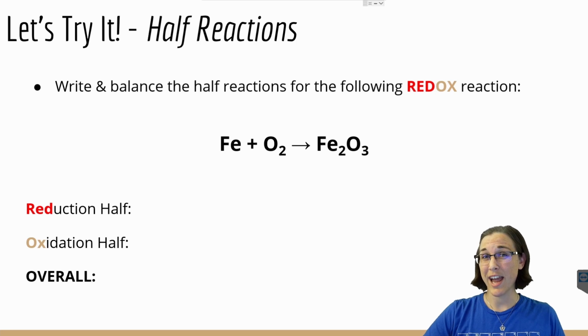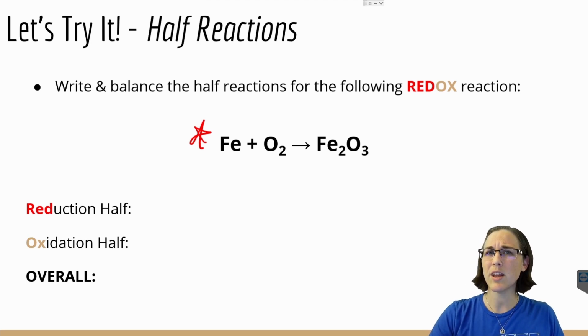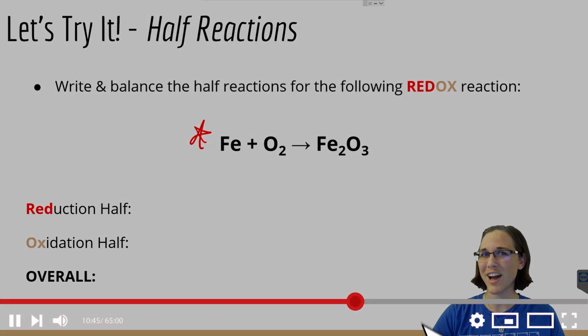Writing out the half reactions and the overall reaction for this chemical equation proves to be a rather difficult challenge for many chemistry students. See if you can pause the video here and apply the principles you just learned from the previous example to solve it yourself before I give you the answer on this one. Go ahead and give this challenge a try now. Think you got it right?